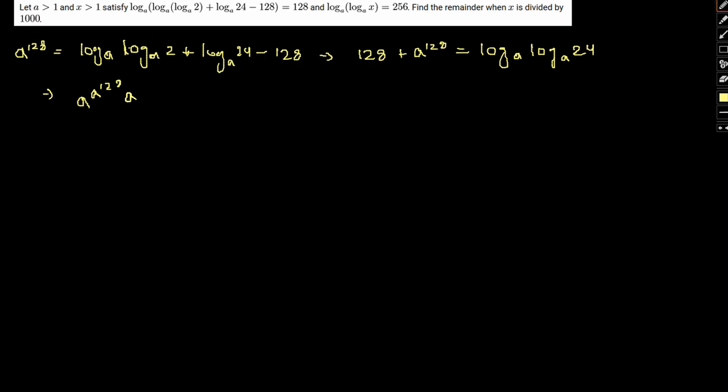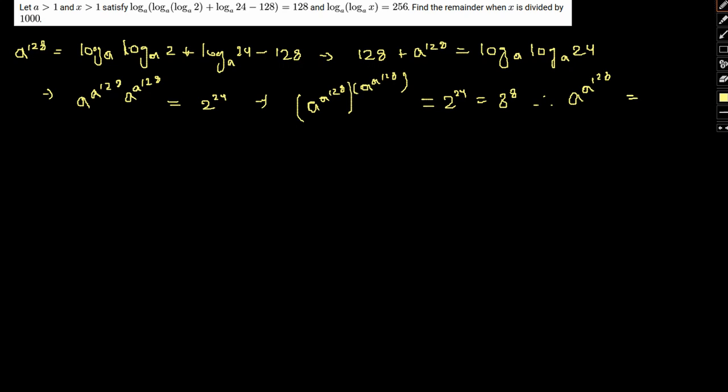and a to the power a to the power 128 equal to 2 to the power 24, which can be further written as 2 to the power a to the power 128 equal to 2 to the power 24 equal to 8 to the power 8. So therefore we can finally conclude a to the power a to the power 128 is equal to 8.